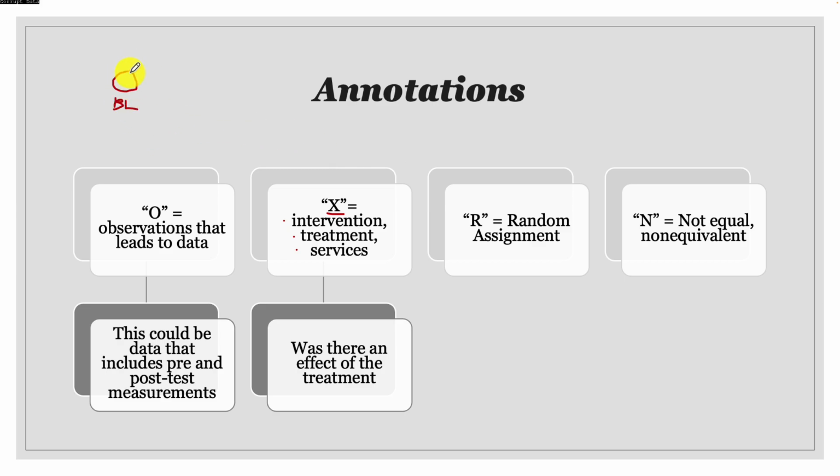What you'll see is some sort of measurement, followed by an intervention, treatment, or service. And then generally, we see another observation, which would be post-intervention data. So I'm just going to write post, right? That's what this means. I'm going to use these annotations in front of you during our slides. With the intervention, we're seeing, was there an effect of the treatment? Did this work and change baseline measurements?